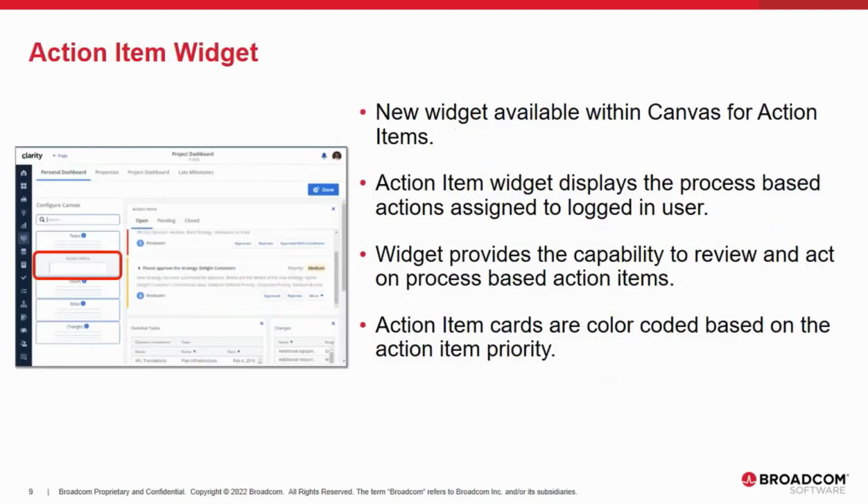In this release, we are also introducing the new action item widget. The action item widget that is available in the canvas itself can be included by dragging and dropping, just like the other table widgets. The action item widget will display only the process-based actions that are assigned to the logged in user. This widget provides the capability to review and act on those process action items, and action item cards are color coded based on the action item priority.